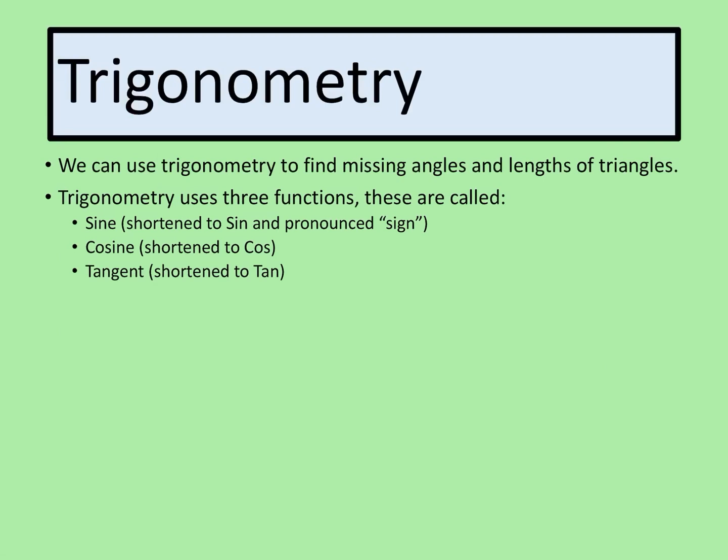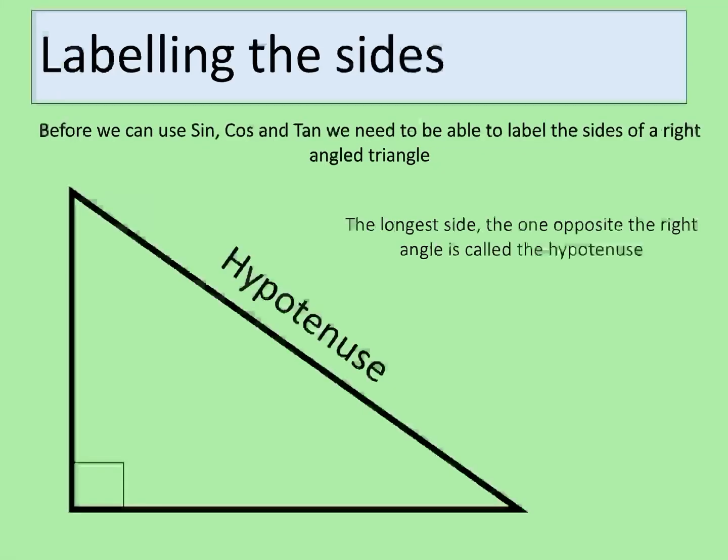Sine, cos, and tan, shortened names, okay? And primarily, when we start off with this kind of work, we're just looking at right-angled triangles, okay? It's quite basic with right-angled triangles. As we move on, we will be looking at what you do when it's not a right-angled triangle.